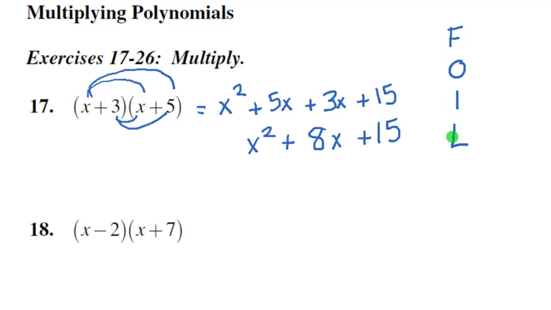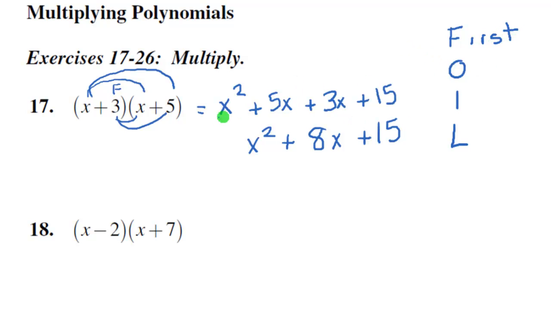And let me show you where that comes from. The F comes from multiplying the first terms in the two binomials. So the x times x, those are the first terms, which is how we got the x squared. So multiply the first terms.